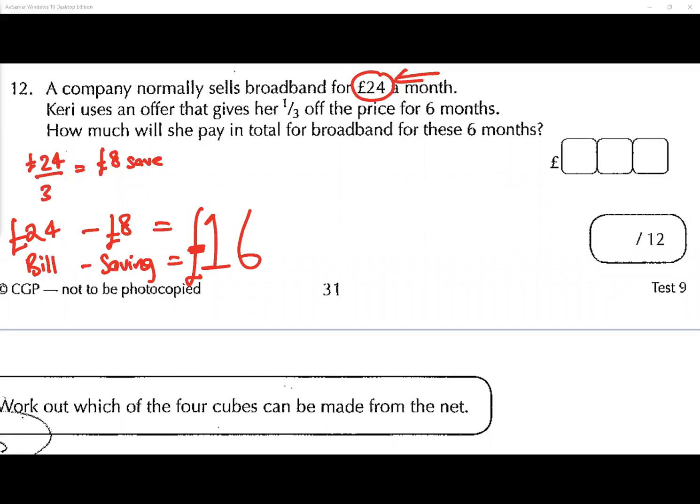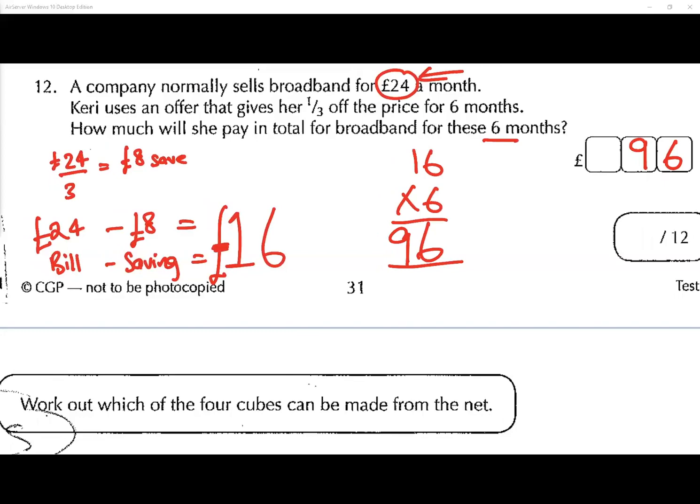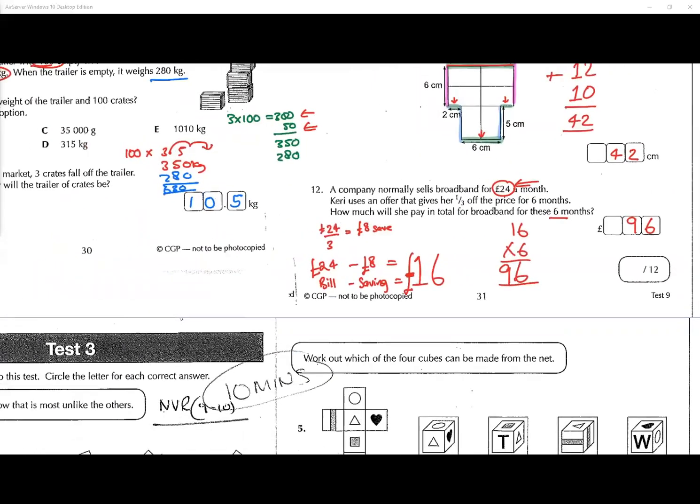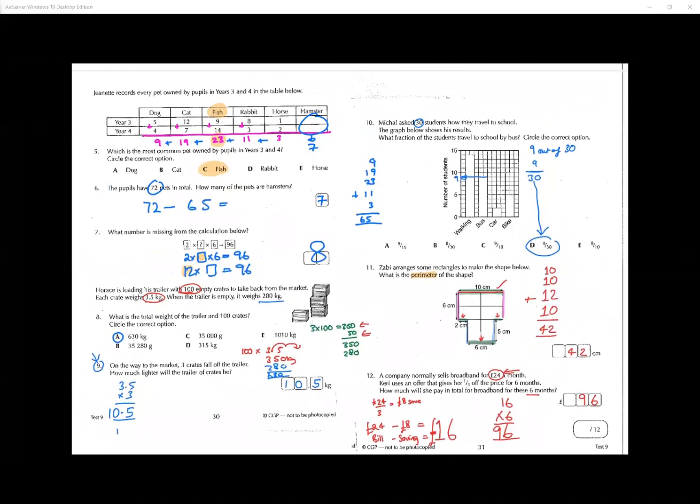That's the new price. So she's being let off by £8. And they want to know the price for 6 months. So we have to do 16 times 6. 16 times 6 will give us what? 96. 96. And that's that question done. All done, lovely. So there, look at the working out that's required on that particular question.